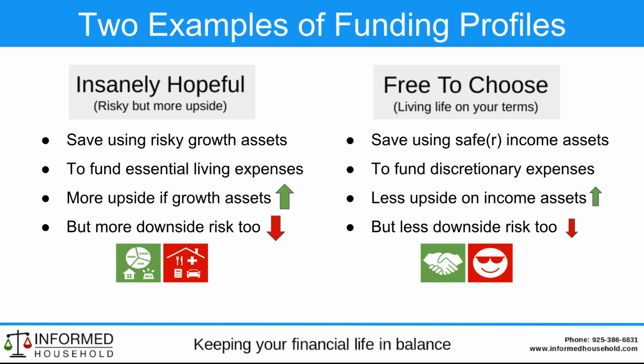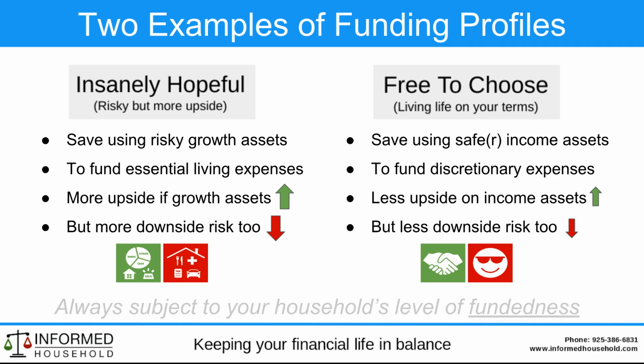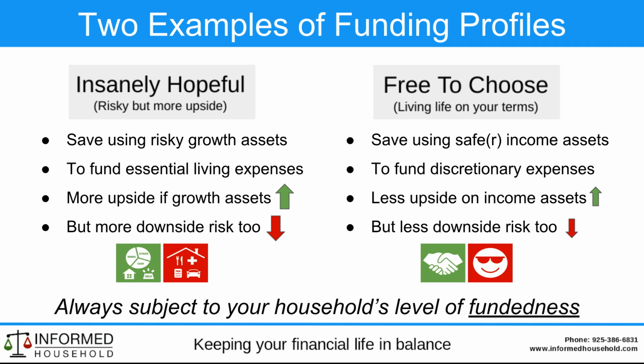And so those are the two main components that identify these funding profiles, but there's a third component which is critical, and that is your level of fundedness. This is basically the whole reason why we created the Informed Household, and we're going to talk about it later: determining your assets over your liabilities and seeing if that ratio, known as the funded ratio, is sufficient to cover what you're trying to do. So again, there are always going to be three levels to all of this: your savings preferences, your spending priorities, and your level of fundedness.